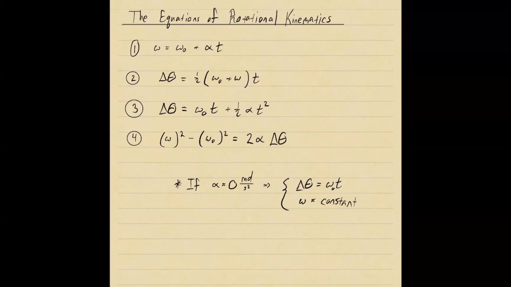Right, because looking at this first equation, if alpha is 0, then this whole term is gone, and this just says that our final angular velocity is just equal to our initial angular velocity. That is, it doesn't change.